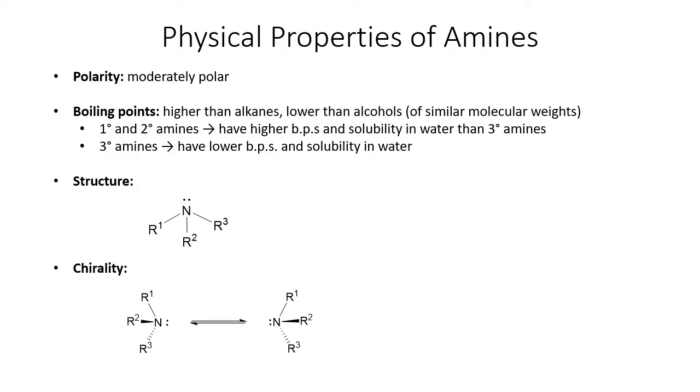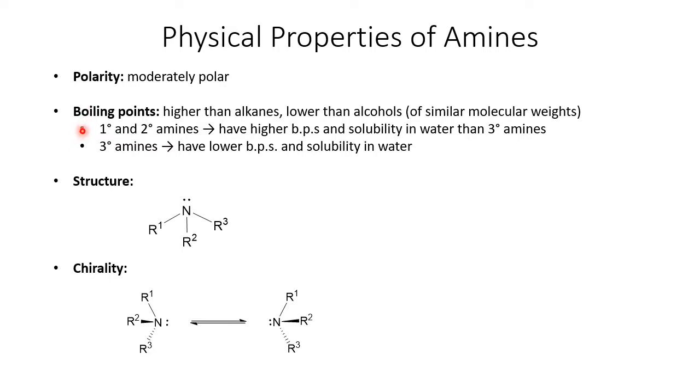As far as the physical properties of amines, amines are considered moderately polar, and that's because of the presence of an electronegative nitrogen atom. The boiling points of amines tend to be higher than alkanes, which are made up only of carbons and hydrogens, but lower than that of alcohols. So alcohols, which have OH groups, are capable of hydrogen bonding just as much as an amine. However, a hydrogen bond with an oxygen is stronger than the hydrogen bond with a nitrogen. Now, whenever we're comparing boiling points of different types of functional groups, we always have to compare structures that have similar molecular weights, since molecular weight can influence boiling point as well.